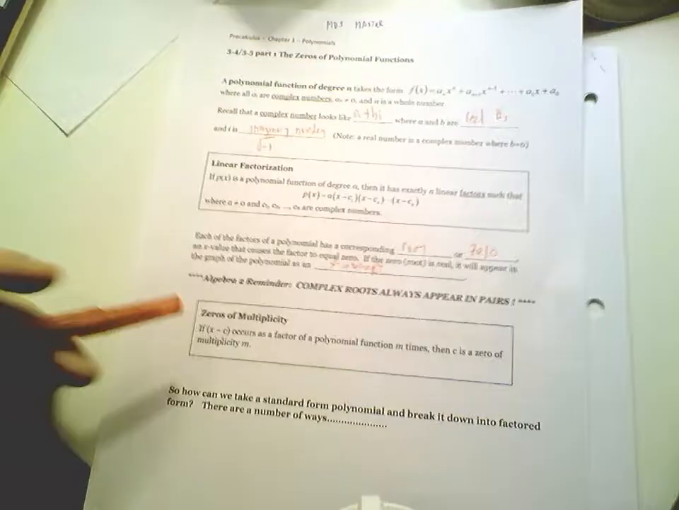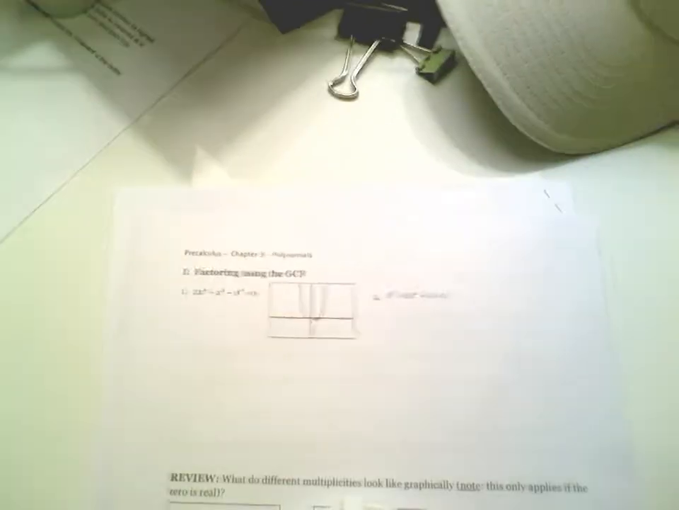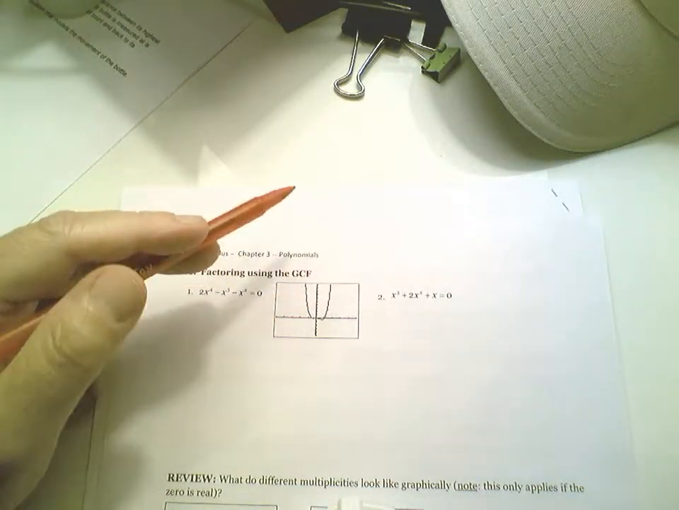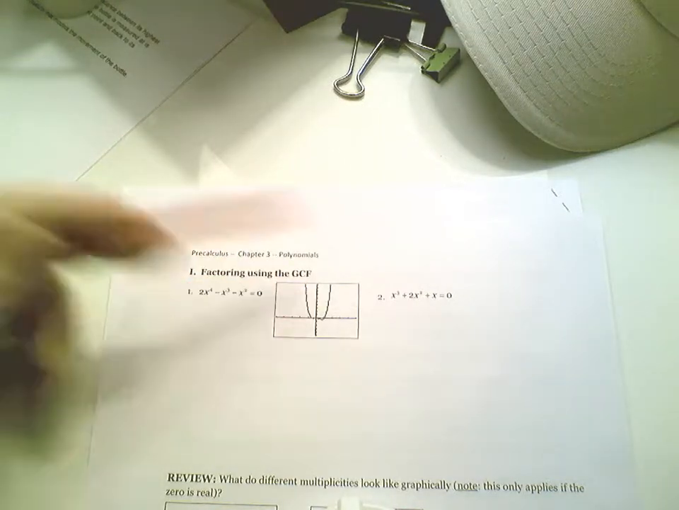So in any case, here's the question for this unit. How do we take a standard form polynomial and break it down into factored form so we can find its roots? Well, there's a bunch of ways, and we're going to work through a bunch of them today. Most of what we're going to do here is just factor things and find some roots. We aren't going to graph it this time, but in some of the examples you're actually going to see a graph.